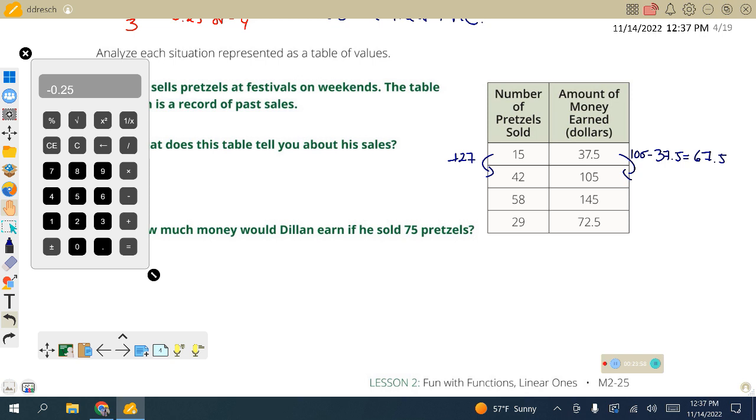Now, let's do another pair, and then we're going to come back around to this. Let's do those two bottom rows. 145 to 72.5. Am I going up or going down on that? I'm going to go down, so I'm going to go to my calculator and do the second number minus the previous number. And I get negative 72.5. And what about the other one? 58 to 29. How much is it from 58 to 29? And is it going up or down? We're going down 29, right?